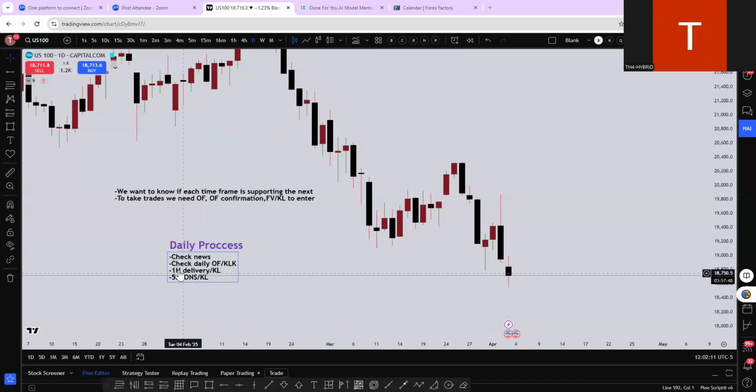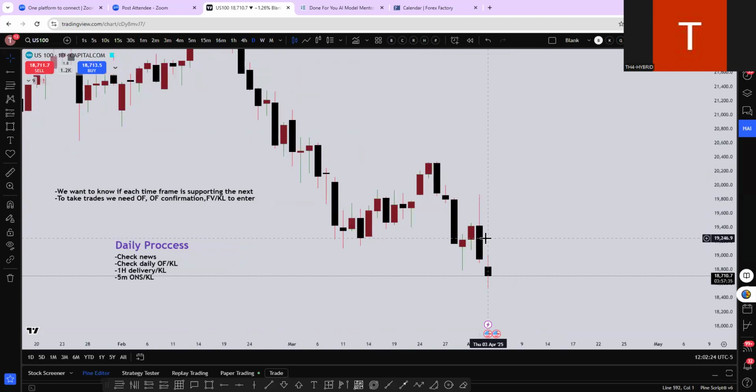So after that, we're going to check our daily order flow and our key levels. So just like we were doing in the bias video, we want to see the overall trend of the market, what leg we are in distribution and delivery, and then we want to mark some of our key levels.